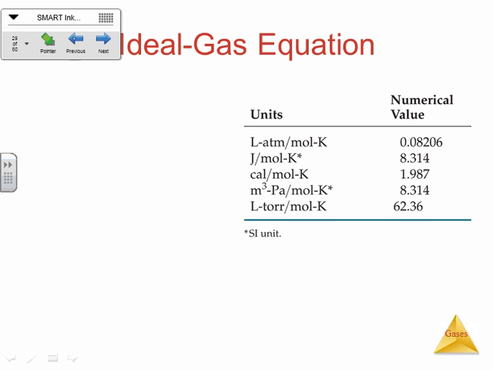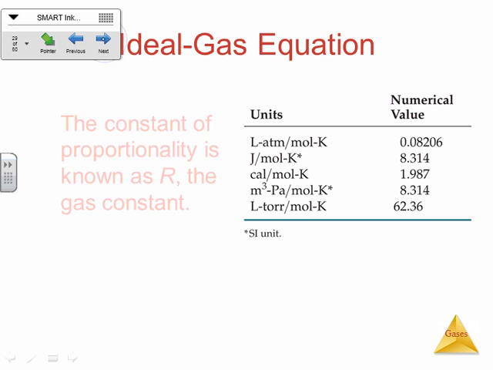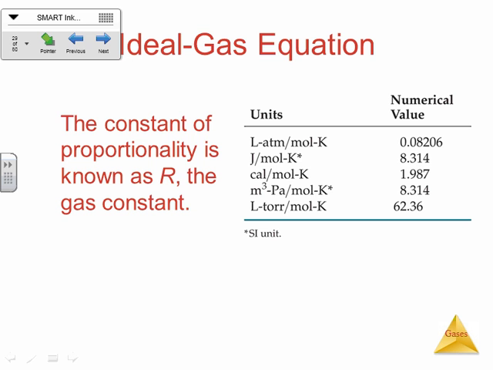And, oh, well, the other thing you have to think about here, they're proportional. That doesn't mean equal, right? How do you change a proportionality to an equality? You need a constant, right? So in this case, the constant is important enough it gets its own name. It's called the gas constant R. And here are some of the units.